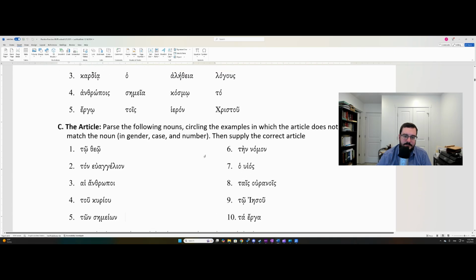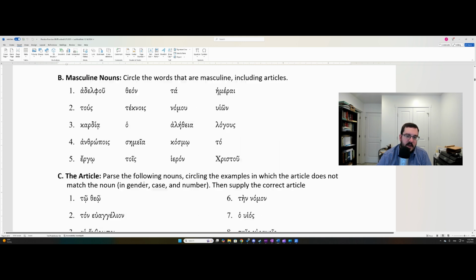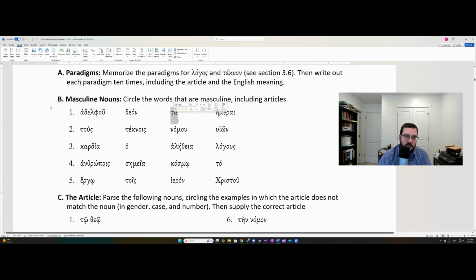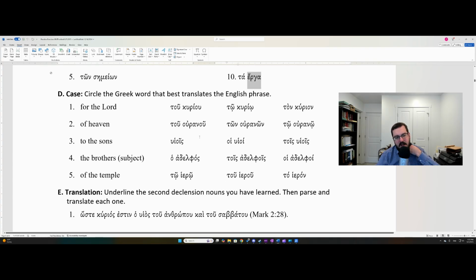Now, if you remember, we were discussing this earlier, right? I mentioned erga nomou is a common phrase in Paul's writings, works of the law. We know this is a neuter, and we know that this is the neuter article right here, if I can find it on my screen. And so we come down here to erga, and we have the neuter plural article, and we have a neuter plural noun, could be accusative or nominative. Now we come down here to section D, circle the Greek word that best translates the English phrase.